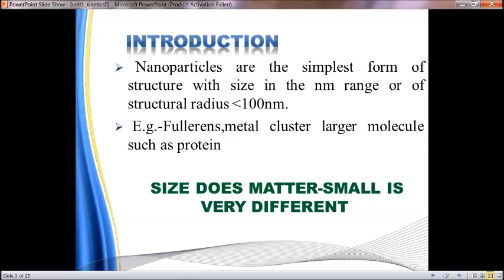As we already know, nanoparticles means a structure which has less than 100 nanometer dimension, or comes under nanomaterials. Examples are fullerenes, metal clusters, and larger molecules such as proteins. Here size does matter. Small is different when compared with nanomaterials. Nano is tinier than tiny particles, a very minute thing, an infinitesimal structure.